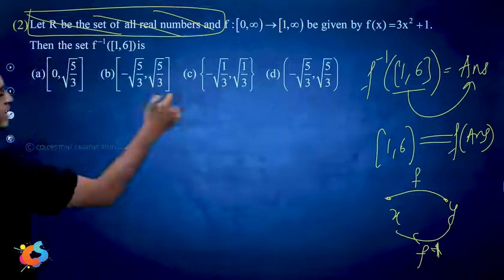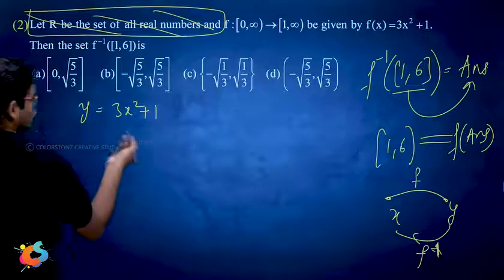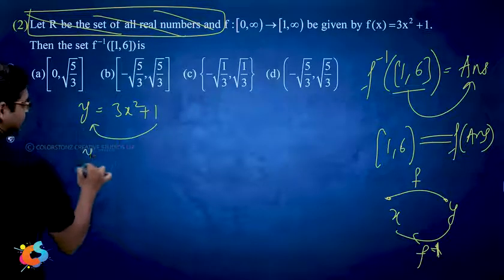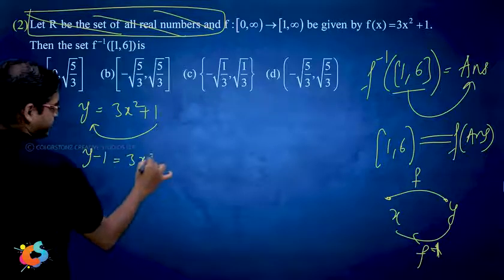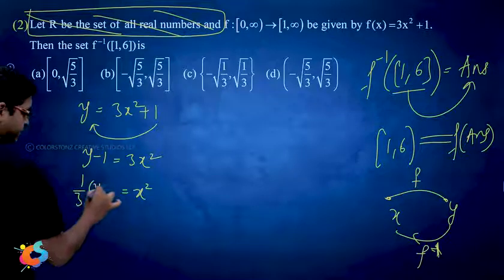So now, do we know the graph of this function? y is equal to 3x square plus 1. So this is very easy. Quadratic graph only. Just bring this here. So y minus 1 is equal to 3x square. So from here, x square is equal to 1 by 3 into y minus 1.